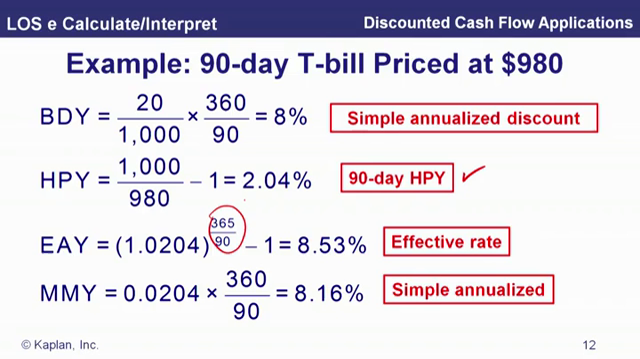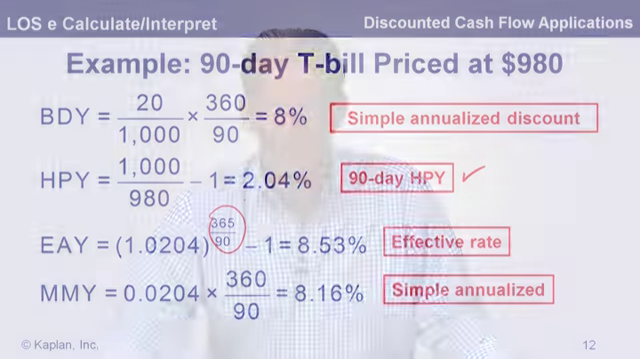And lastly, a money market yield. Well, we just take that holding period yield, which we calculated as 2.04%, and use that simple annualization that we use for money market securities, 360 over 90 days, and get 8.16. And that's our money market yield.